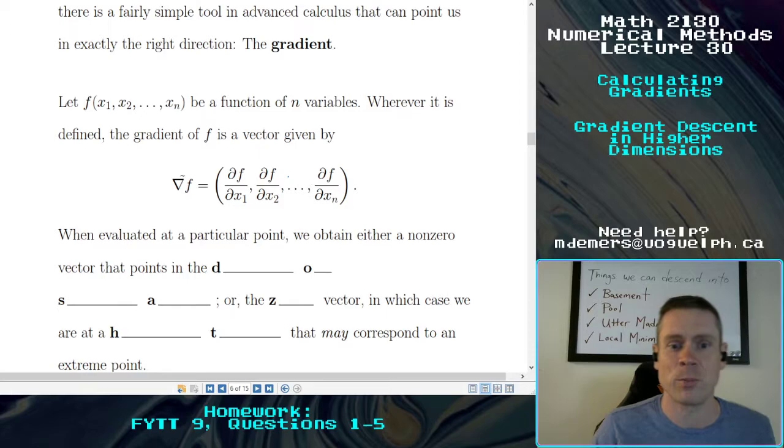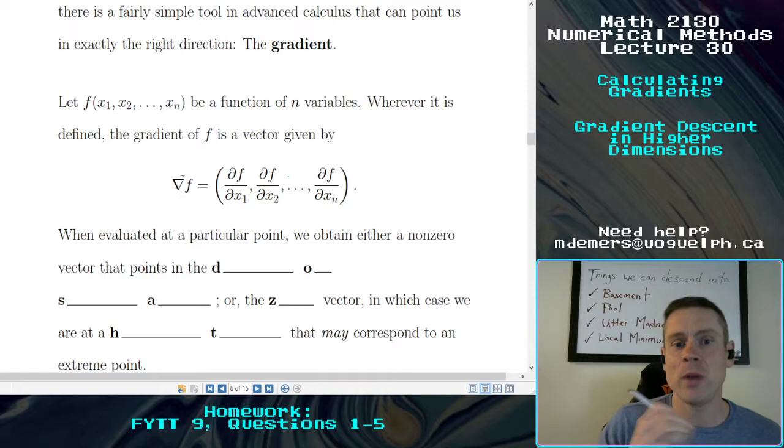When evaluated at a particular point, so suppose I take this gradient and I evaluate it at a particular point, we obtain a couple of possibilities.